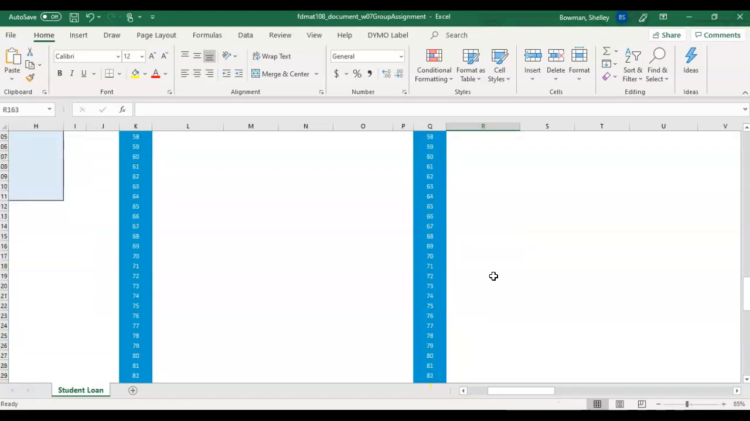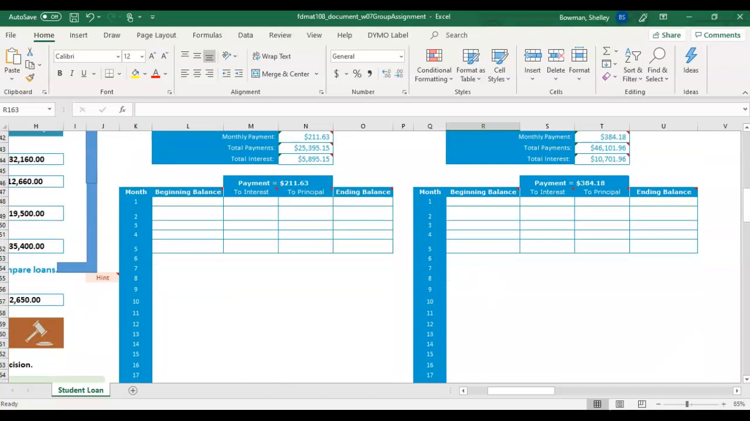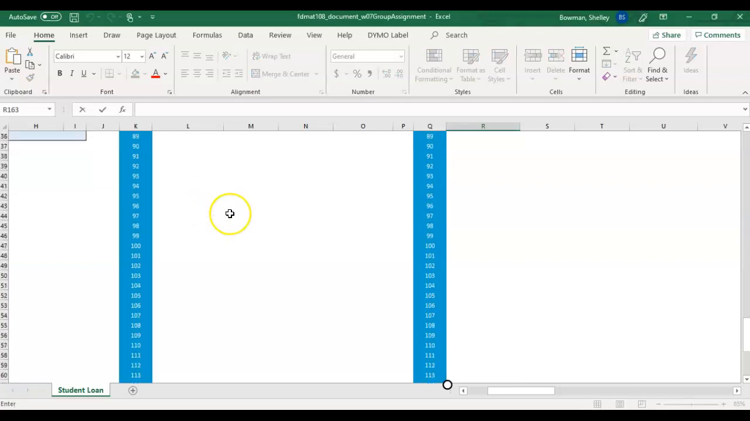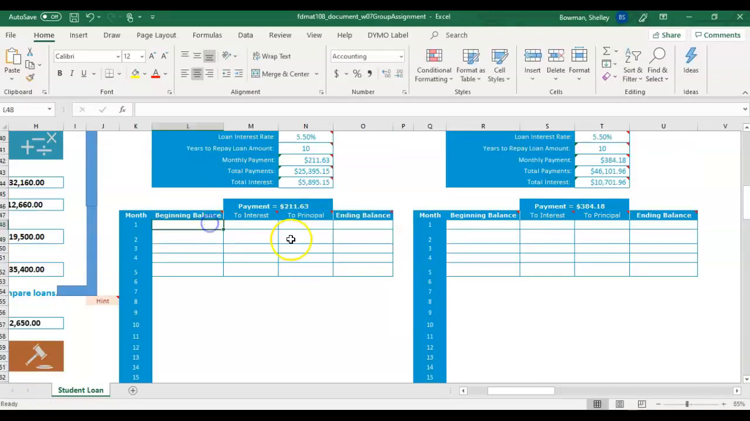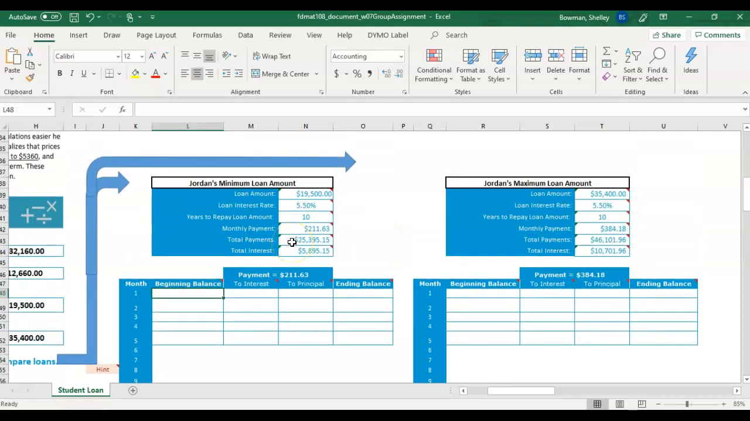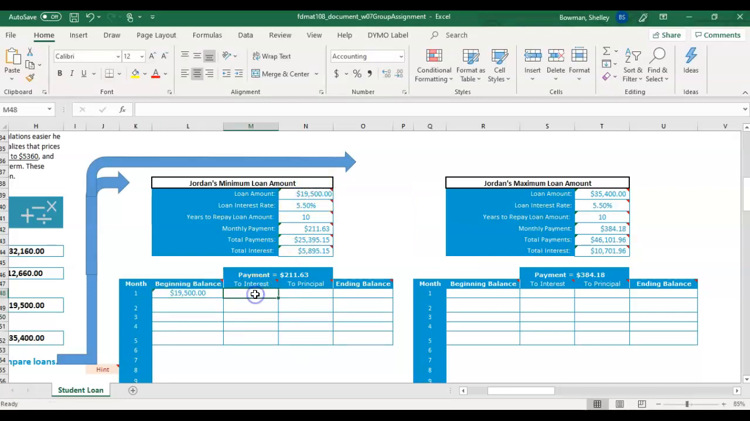Okay, now we're going to go fill in the amortization portion, showing each month. So we're going to start with the beginning balance here. Sorry about that. Scroll back up. Okay, here's our beginning balance here. And I'm just going to cell reference our beginning balance is the total loan amount. And that's our beginning.